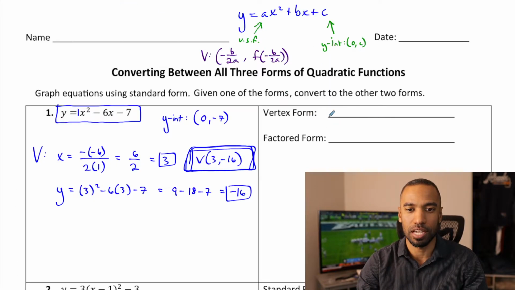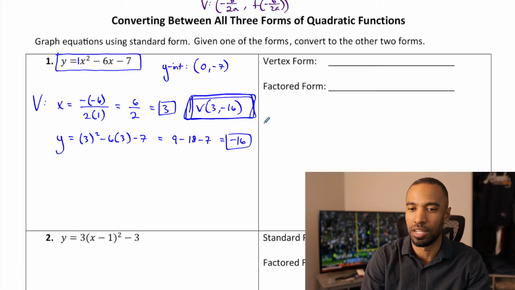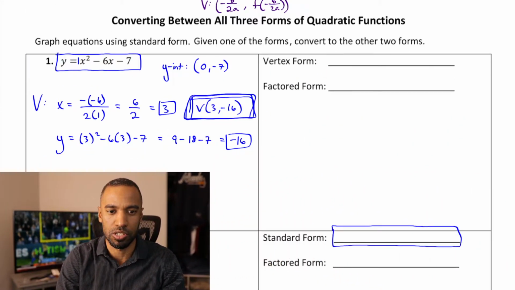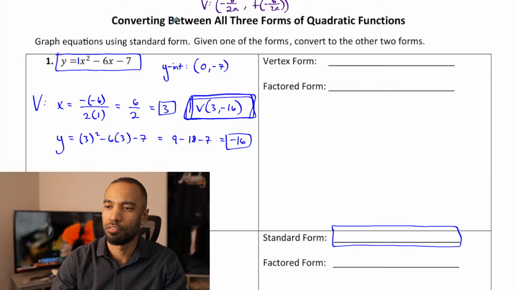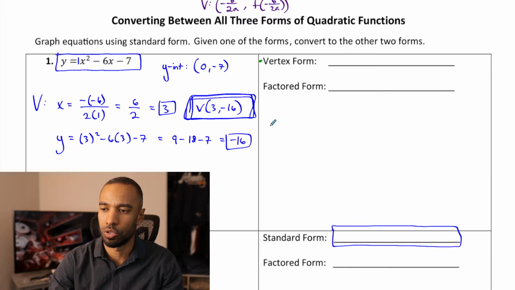However, I still want the vertex form equivalent and factored form equivalent. So let's go ahead and get those two. Let me move myself over. So on number 1 here, the vertex form, I'll do in green here.